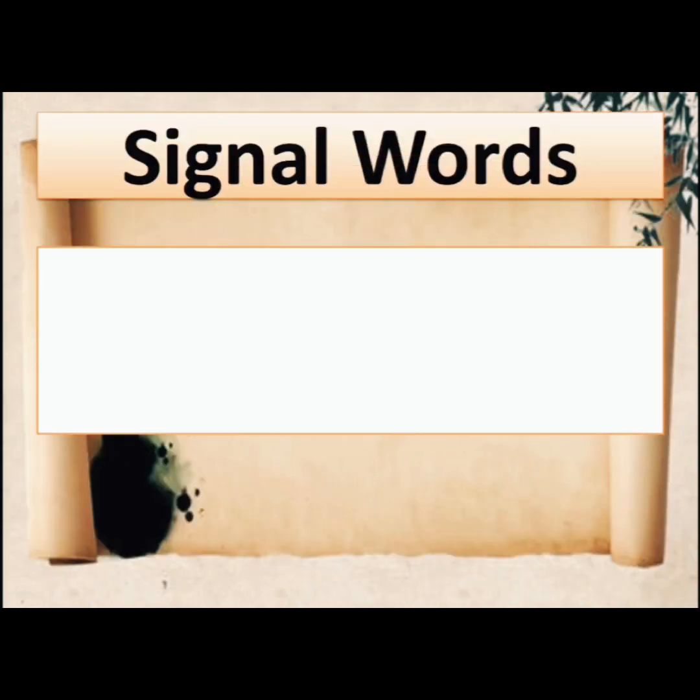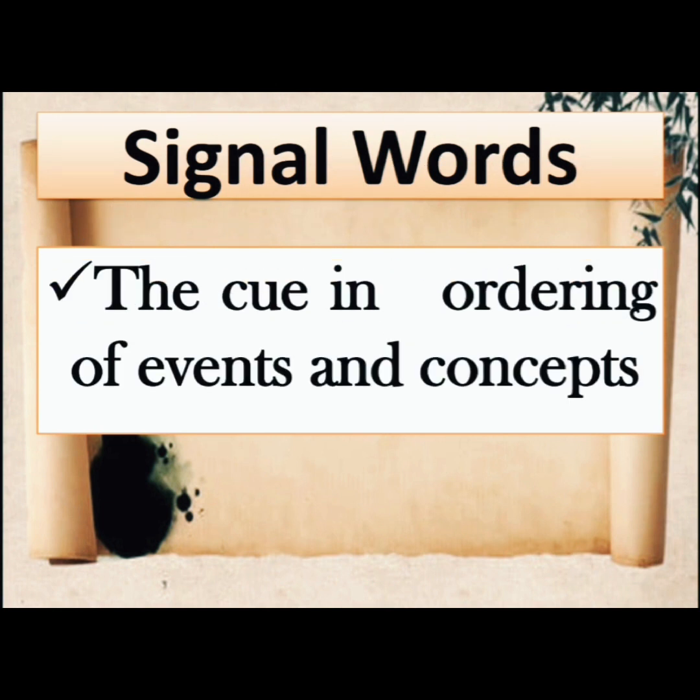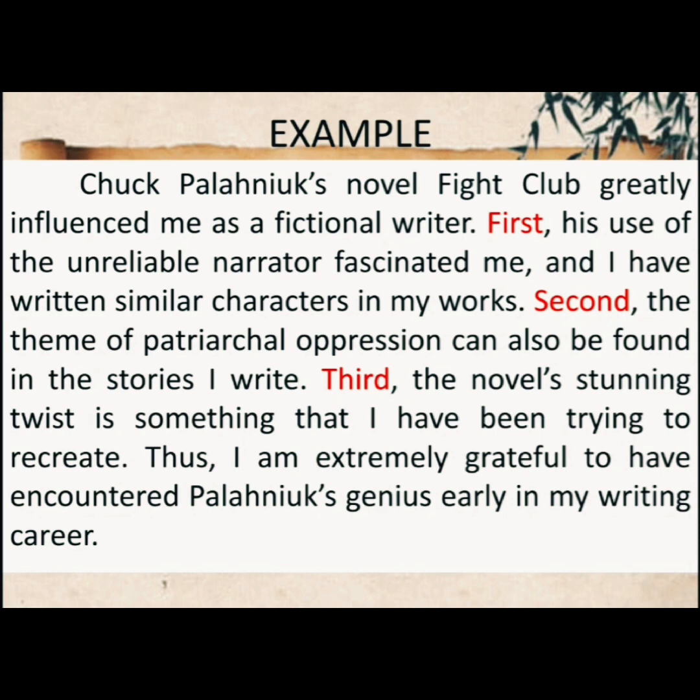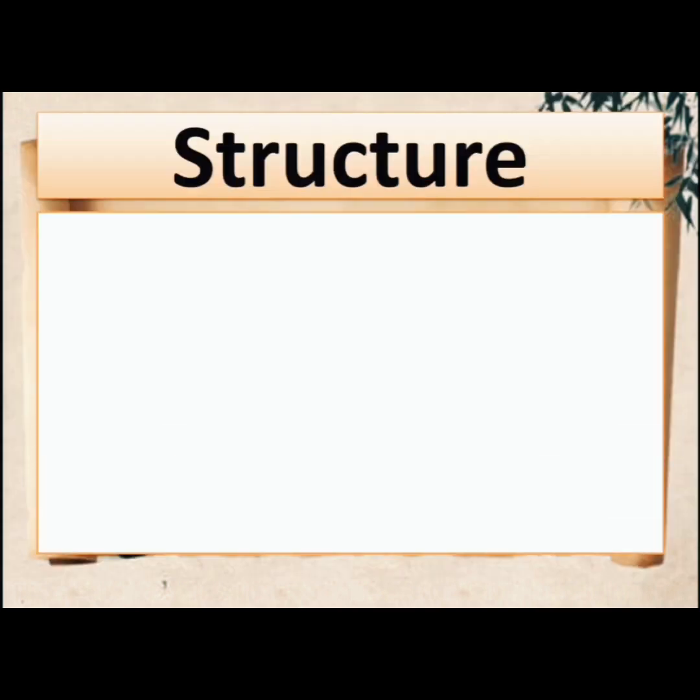Next are signal words. Signal words are textual cues that readers can use to follow a text. They can signal the transition from one point to another, the ordering of events and concepts, or the writer's chosen text type. For example, linear narration and question and answer. And this is a specific example. By using sequential signal words, first, second, and third, before the beginning of every sentence, the reader can follow what seems to be the writer's list of three reasons why the novel influenced him.